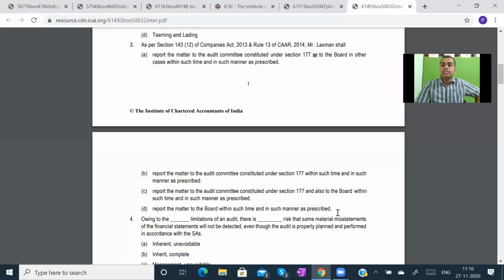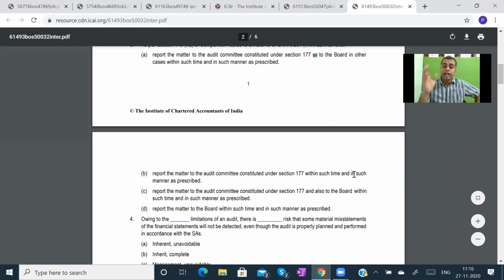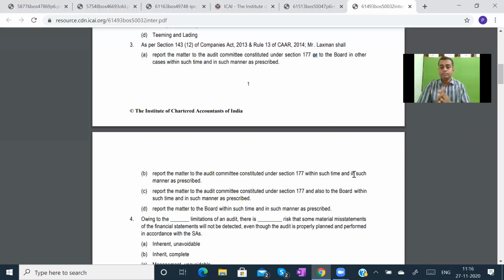So what is correct answer? You tell me, guys. In your chat box, you can tell me the correct answer. Okay. Aisha is saying A, Alka is saying A. What about others? So many students are there. Tirtha is saying C. Safina is saying A. Aishwarya is also saying A. Okay, A is correct answer.